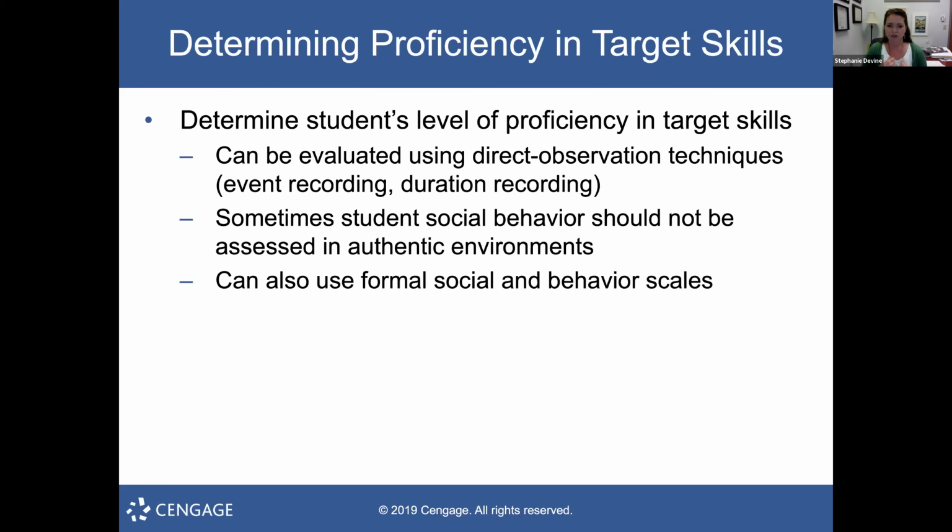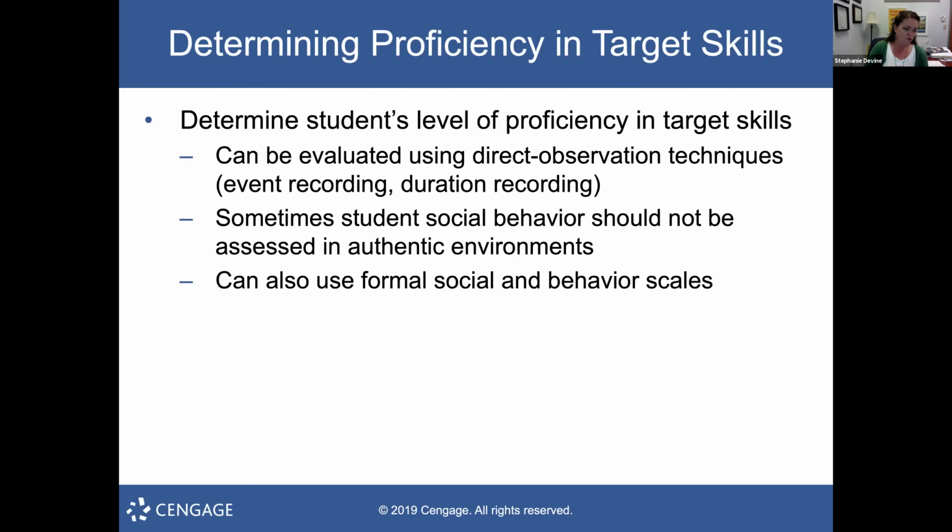Sometimes student social behavior should not be assessed, though, in authentic environments. Generally speaking, you want to go to that environment where it's really happening, set them loose, take some direct observation on how they do. But if that kind of setting is going to really stress your student out and result in either them becoming aggressive toward others or toward themselves, then this is not going to be a safe thing to do, right? So in that sense, you would assess them using a role play situation. So it's not as real, but it also reduces the stress level so that you can get at least some semblance of a baseline here.